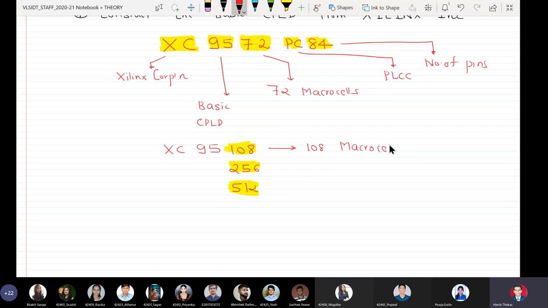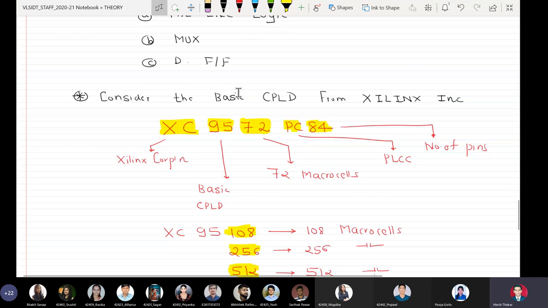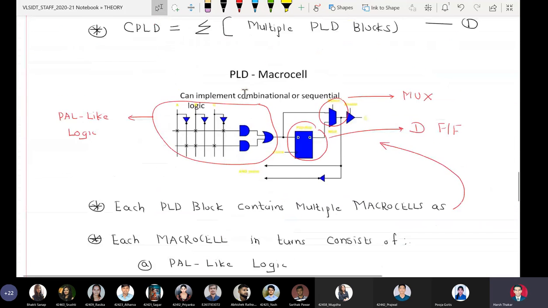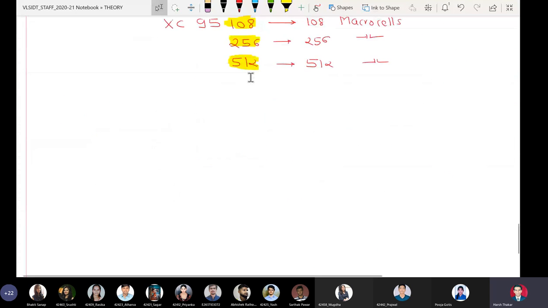So it indicates 108 macro cells, 256 macro cells, and 512 macro cells. So in essence, Xilinx expresses the logic density or complexity of its CPLD in terms of macro cells.